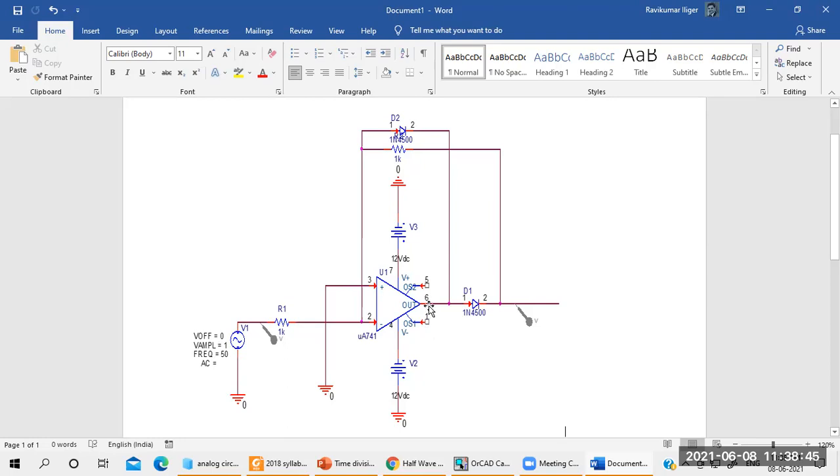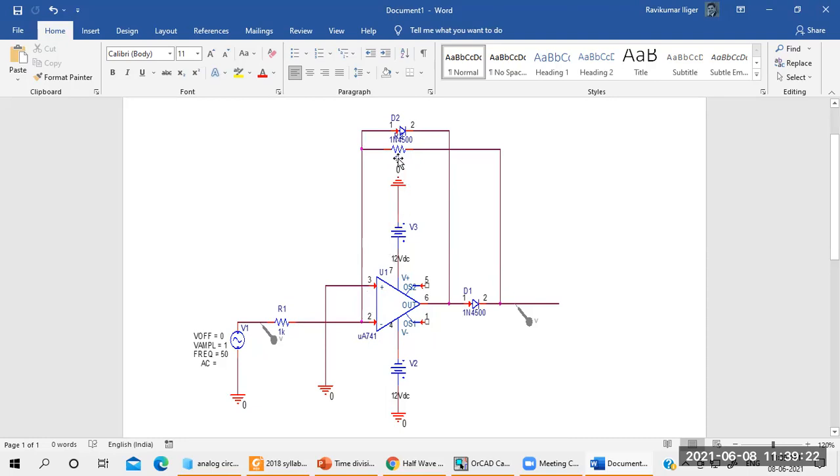Then you take the output of the op amp, that is pin number 6, and it is connected to a diode here. The diode code is 1N4500, and the op amp code is mu741. Then the output of the diode is connected again to the input of the op amp. What is the input here? Inverting, because non-inverting is connected to ground. So consider pin number 2 as the input, and that is inverting. So the output of the diode is connected to pin number 2.